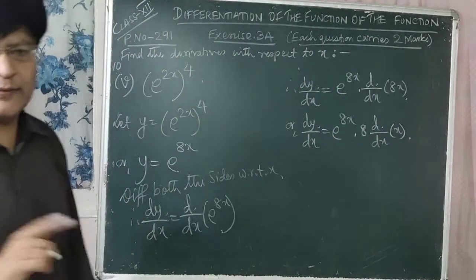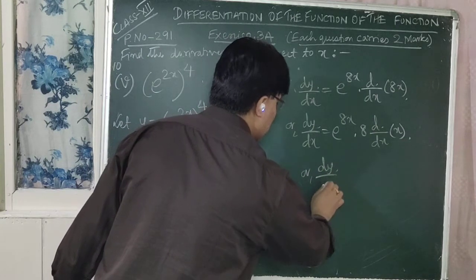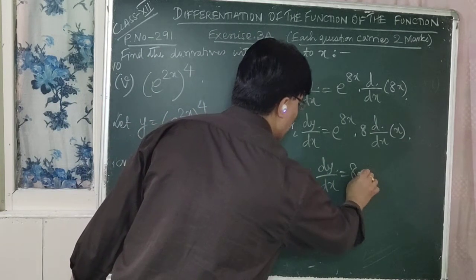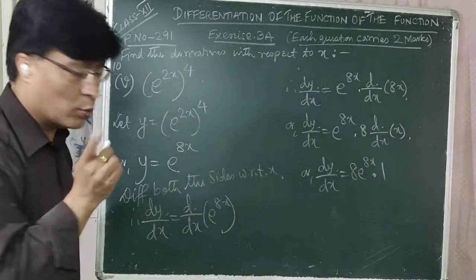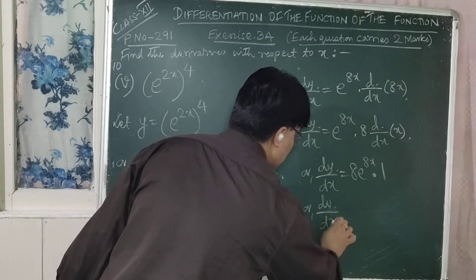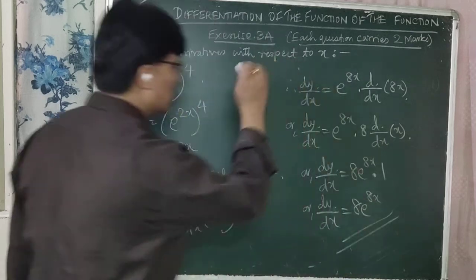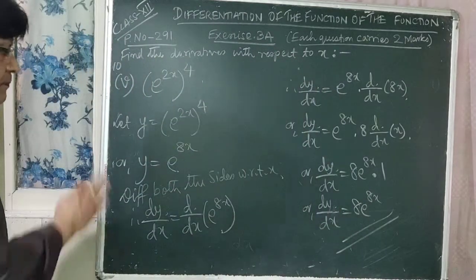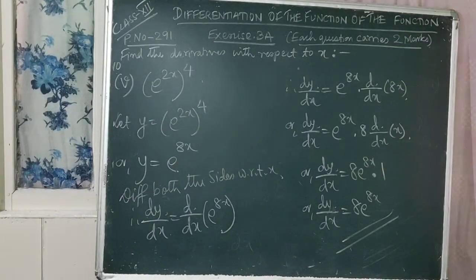So now what is d by dx of x? It is always 1, right? So dy by dx is equal to 8 comes in the front, 8 into e to the power 8x into d by dx of x, which is always 1. So what is the final answer? That is dy by dx is equal to 8 e to the power 8x. So this is your final answer. Is that clear? So we'll do the next question now.